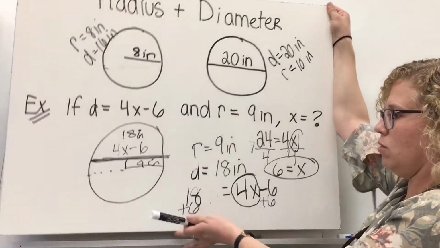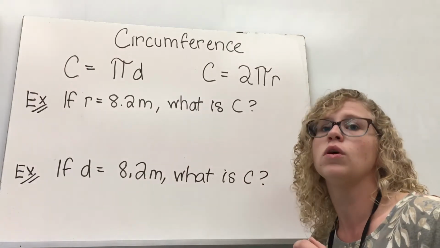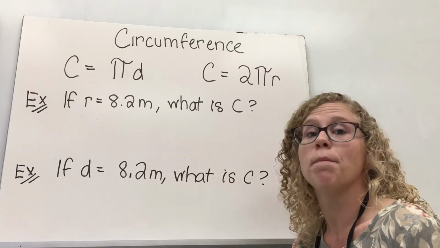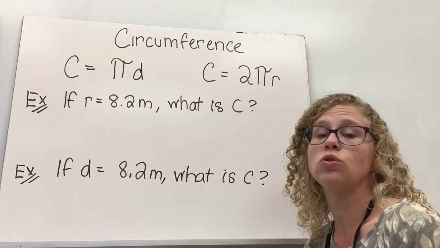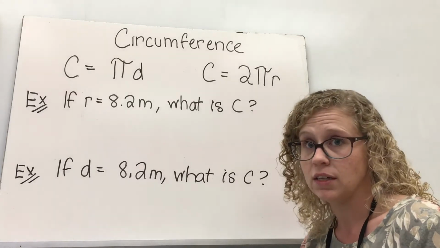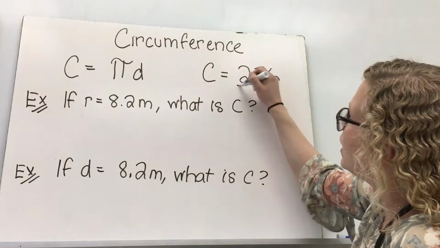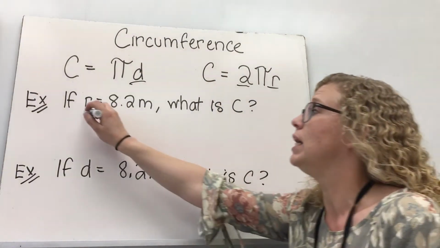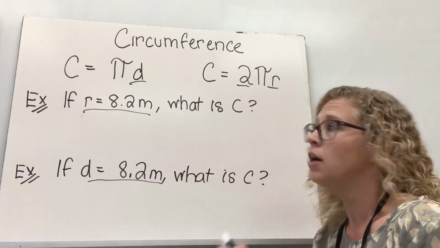Next up, we're going to talk about the circumference. There are two formulas we can use to find the circumference of a circle. One is circumference is equal to pi times diameter, and the next is circumference is equal to 2 times pi times the radius. So what happens when we multiply the radius by 2? We get the diameter. So they've given you two different formulas here. So if you're given the radius or if you're given the diameter, you can use which equation you would like.